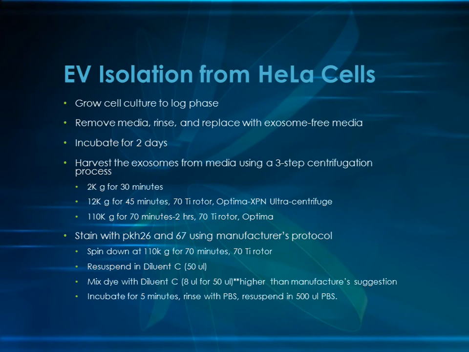To isolate extracellular vesicles from HeLa cells, first we grow the cell culture into log phase. Then we remove the media, we rinse it, and we replace it with exosome-free media. We incubate for 2 days, and then we harvest the exosomes from the media using a 3-step centrifugation process. Then we stain with PKH26 and 67 using the manufacturer's protocol.